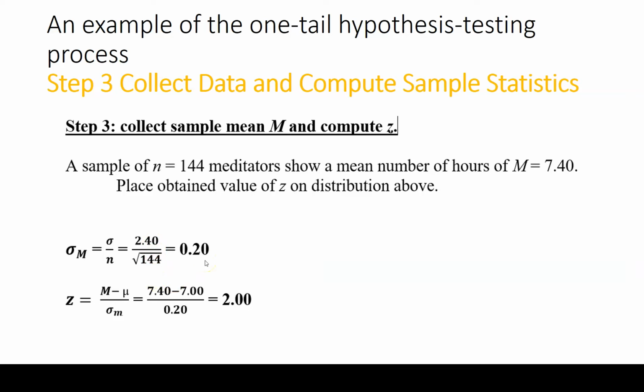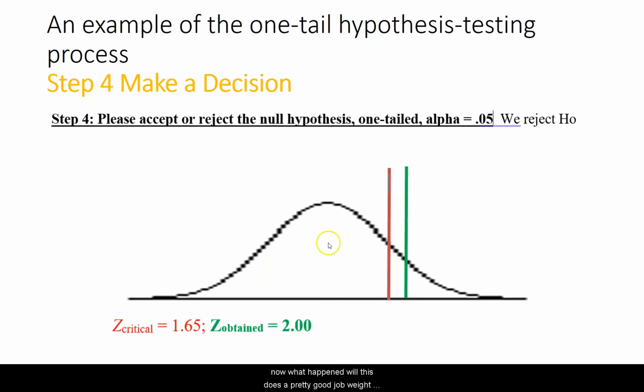Now, the researcher likes this. To constrain that error term makes it more likely that you'll have a large Z term. If I have a small number down here, it makes my Z bigger. And sure enough, this token improvement of 0.4 of an hour, which is 24 minutes, has yielded a Z score of 2. Now, what happened? Well, this does a pretty good job. We accept or reject the null hypothesis, one-tailed alpha of .05? We're going to reject that null hypothesis.